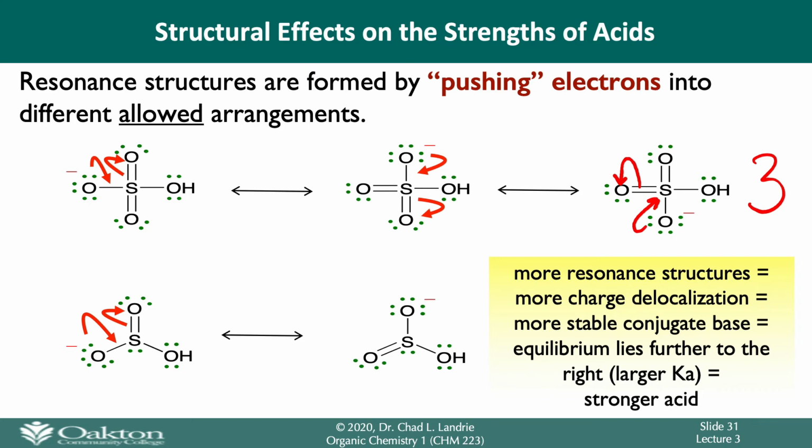If we do the same thing for sulfurous acid, we see that there are only 2. And so the principle here is more resonance in the conjugate base means that we can spread the electrons out more or over more atoms. That's called charge delocalization. That makes the conjugate base lower in energy, more stable. And the more stable the conjugate base, the further the equilibrium will lie towards that conjugate base, which means a bigger Ka and a stronger acid. More resonance, stronger acid.